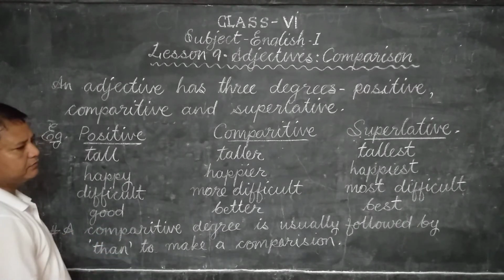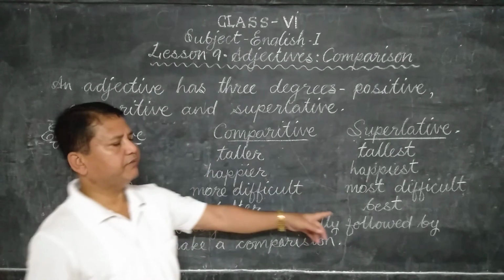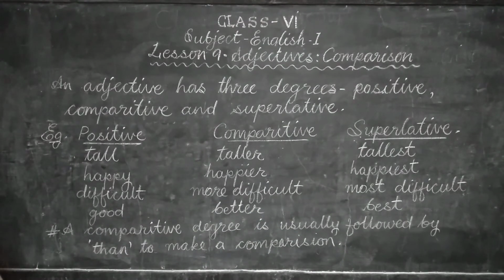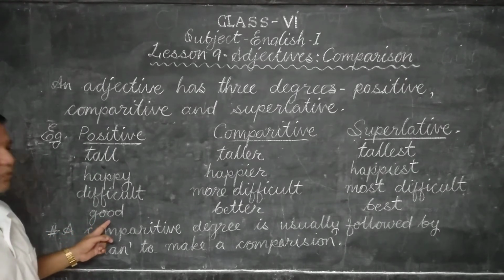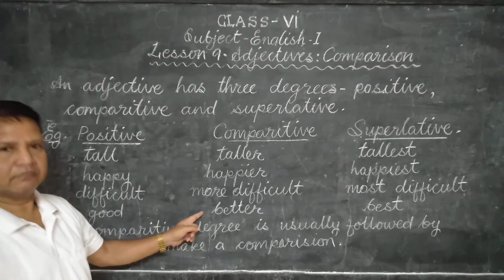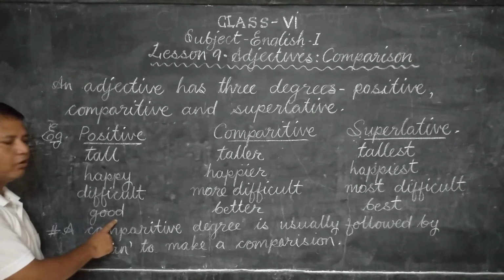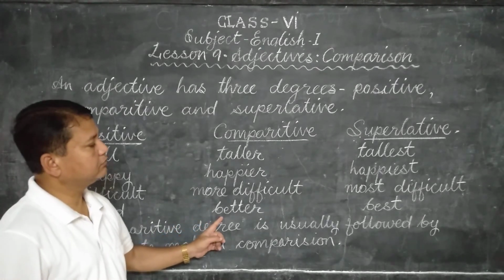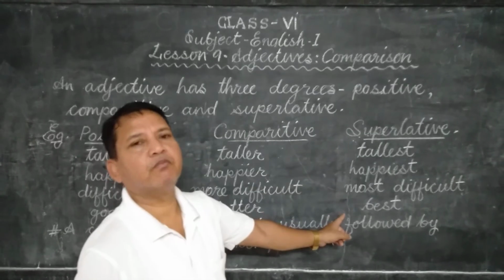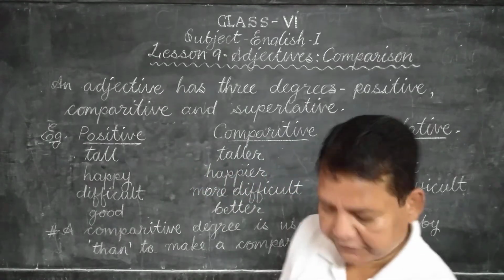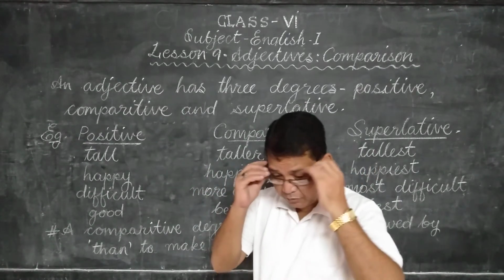Like good, better, best. Suppose I say Rohan is a good boy. Rahul is better than Rohan. See the example. Rohan is a good boy. Rahul is better than Rohan. Roshan is the best boy. So these are some examples I have explained. Now let's move on to the books and see some more examples.